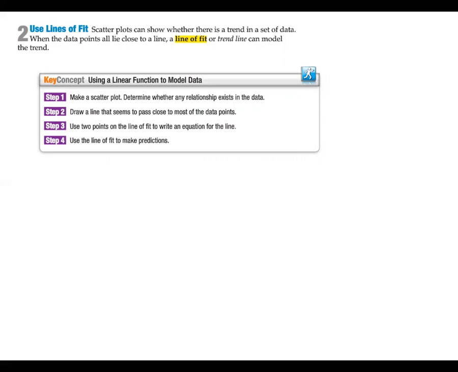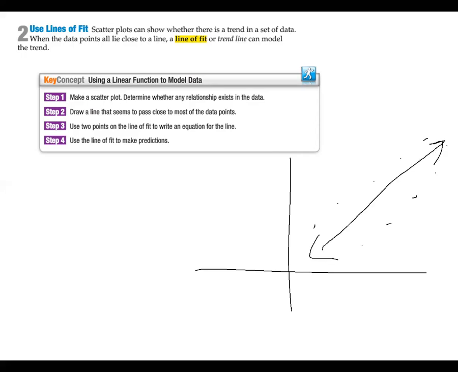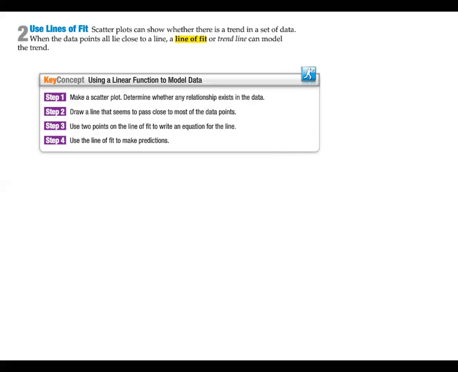Then you want to draw a line that seems to pass close to most of the data points. Again, you want one straight line. You don't want to try to connect all the points with like a zigzag line or anything like that. It doesn't have to be perfect. In fact, the line doesn't even have to touch any of the points. For example, if you had points like that, I would draw a line right through the middle of those points so that it passed through or passed as close to as many of the points as possible. Okay, so you don't exactly have to touch any points.